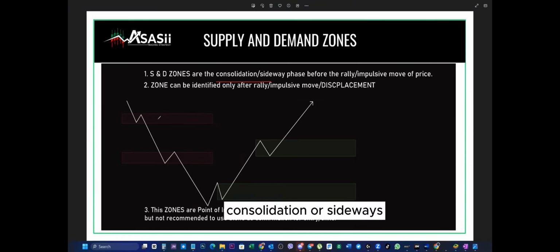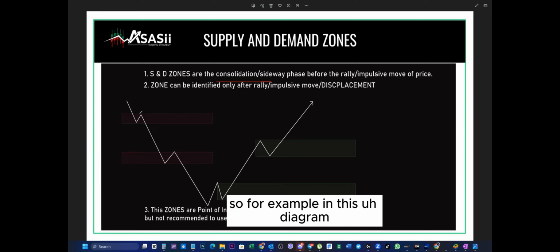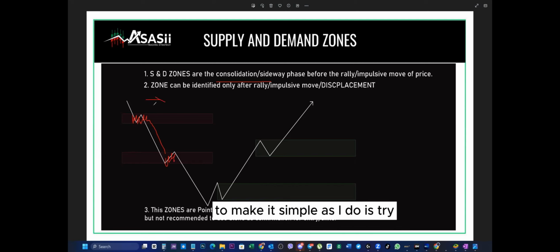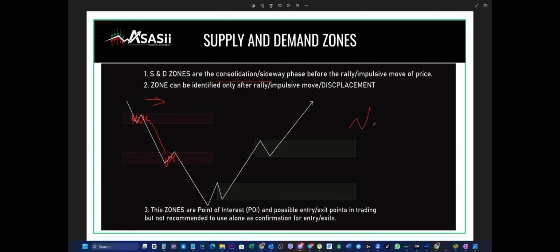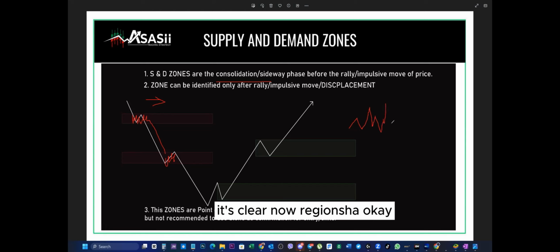consolidation or sideways. So for example, in this diagram, you can see some candles here are doing a consolidation before it went down again. And then another consolidation or ranging. To make it simple, it's sideways. So its swing, it's clear that it's ranging.